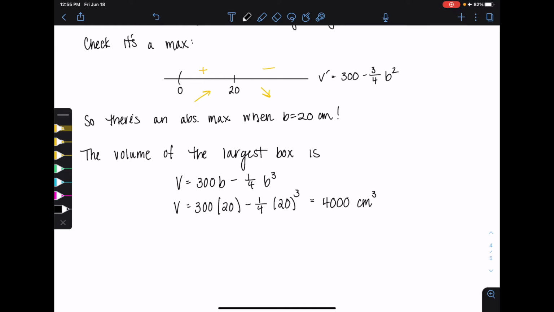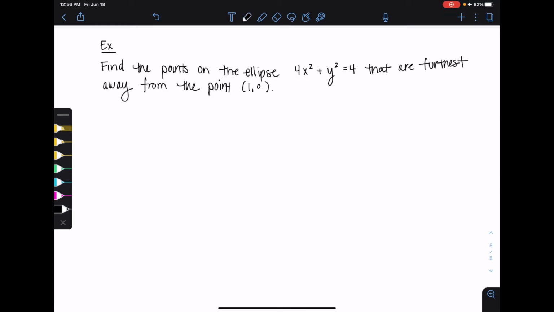So if I'm given 1,200 centimeters squared of material for a box with a square base, the biggest volume I can possibly have is 4,000 centimeters cubed. So I got one last example to go through. This one's definitely the most difficult of them all.